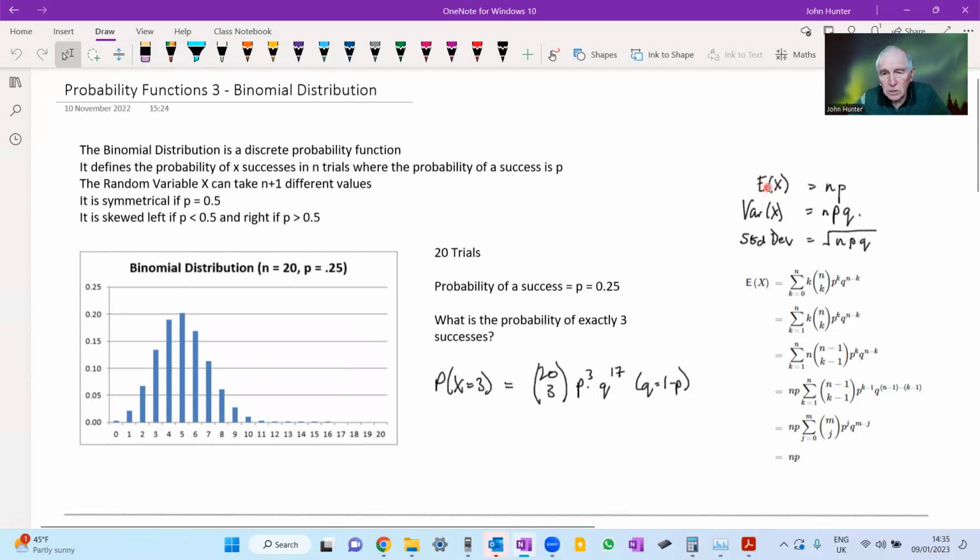So the expectation of X would be the number of trials times this probability p. For this, we'll multiply it together and we're going to get 5. So that would be the expected value. That kind of fits in. We'd see this is actually the most likely value here. So that kind of makes sense, doesn't it?